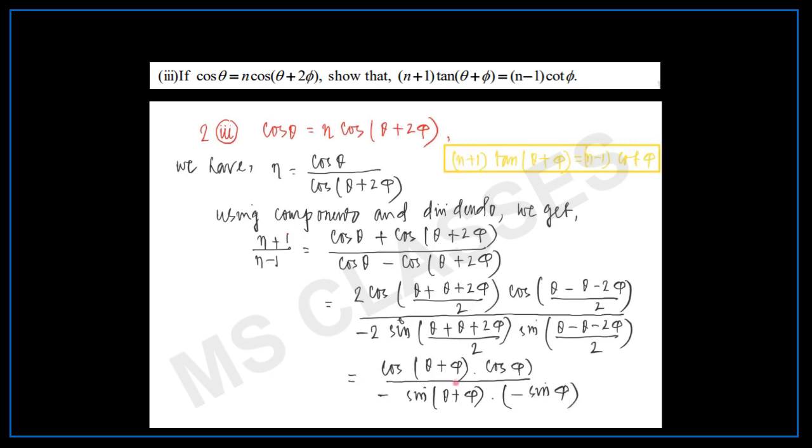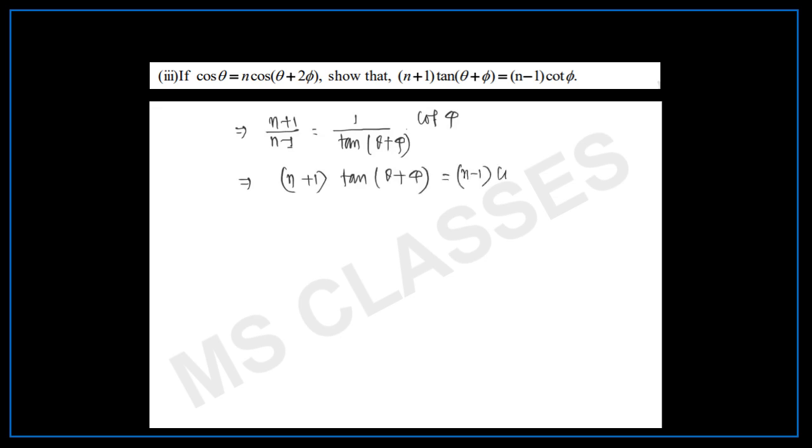Now on simplification, what can we write? Because this minus into minus will be plus, we can write n plus 1 by n minus 1 equal to 1 by tan of theta plus phi, and here we get cot phi. Now if we rearrange, we get n plus 1 into tan of theta plus phi equal to n minus 1 into cot phi, which is the required proof.